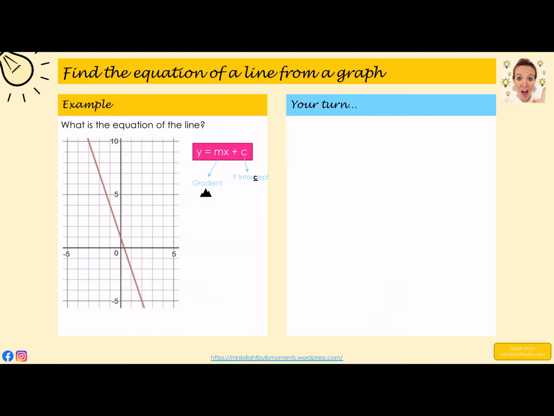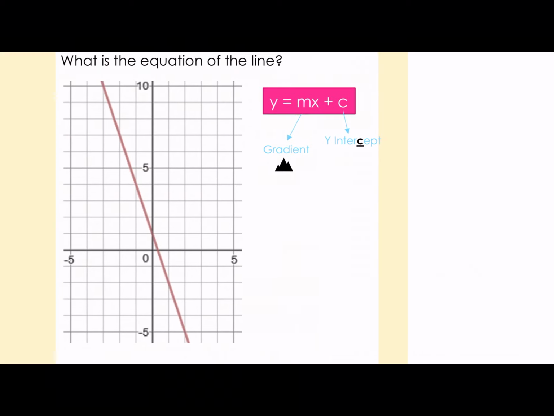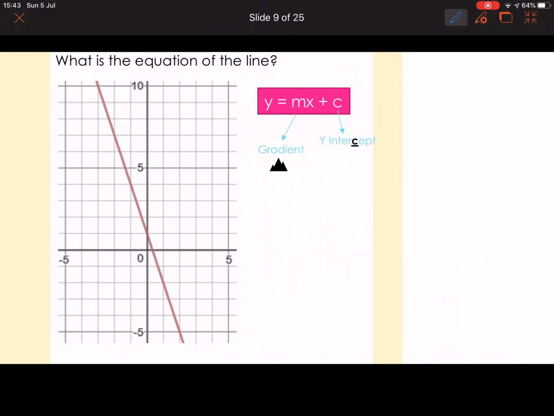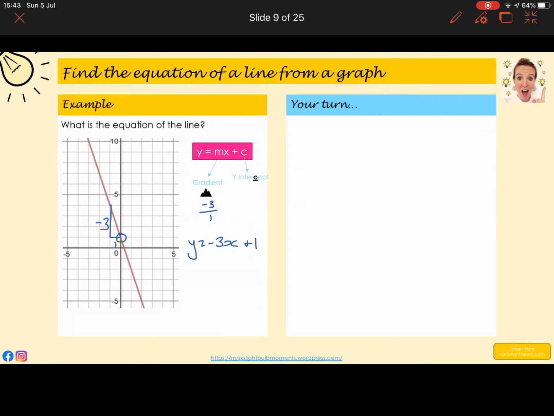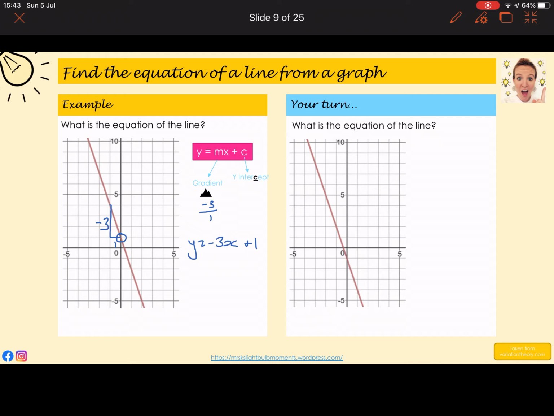Okay, what about this one then? I'll do this one with you. So firstly, let's think about where we're going to draw our triangle. Again, it doesn't matter as long as you try and get it on 2 points that cross exactly. I'm going to draw mine there. Now this time it's gone down 3 and across 1. So that means my gradient is -3 over 1, which is -3. So y equals -3x. My y-intercept is actually still here at 1. So plus 1. So y equals -3x plus 1. So just be careful if it's a negative gradient. You have a go at this one.